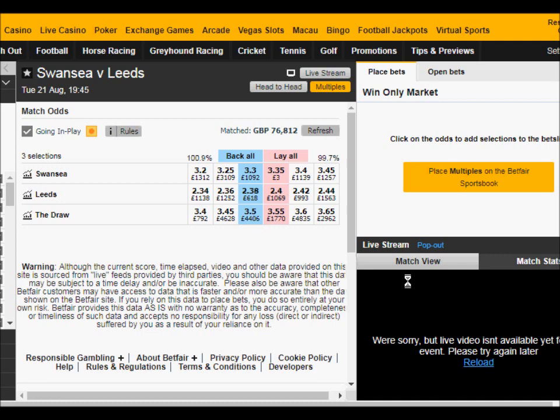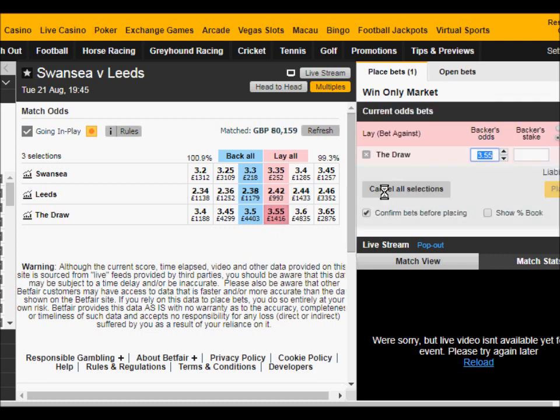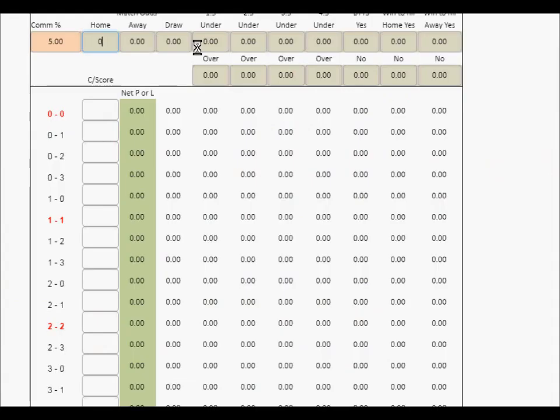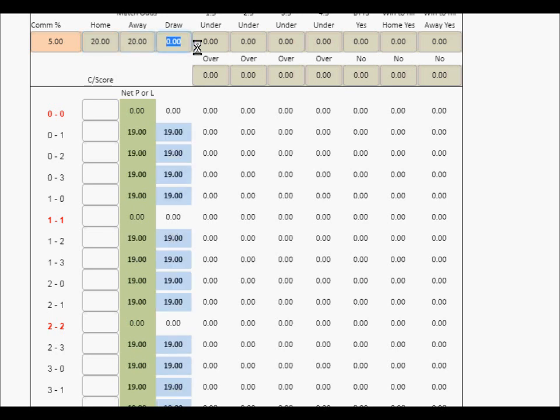To demonstrate the calculator, we'll do a trade that you should be very familiar with. We'll lay the draw in this game here, put a £20 lay on that. And you can see there that we've got minus 51 against the draw and plus 20 against both of the teams. This is only a demonstration, so I'll just cancel that. So it's minus 51 and plus 20. Put those in there, 20 against the two teams and minus 51 against the draw.